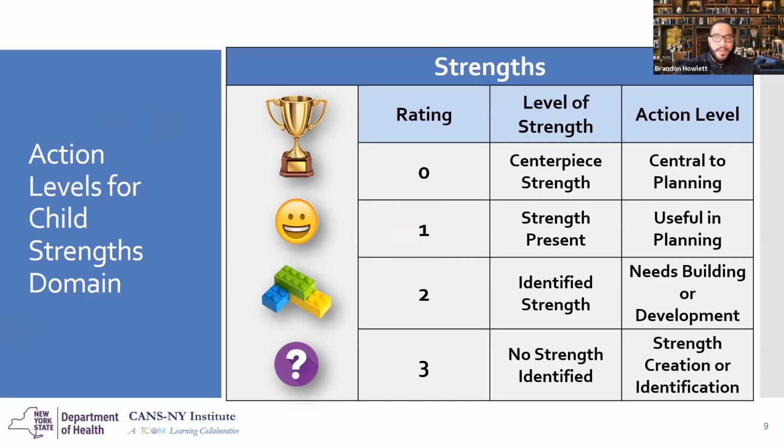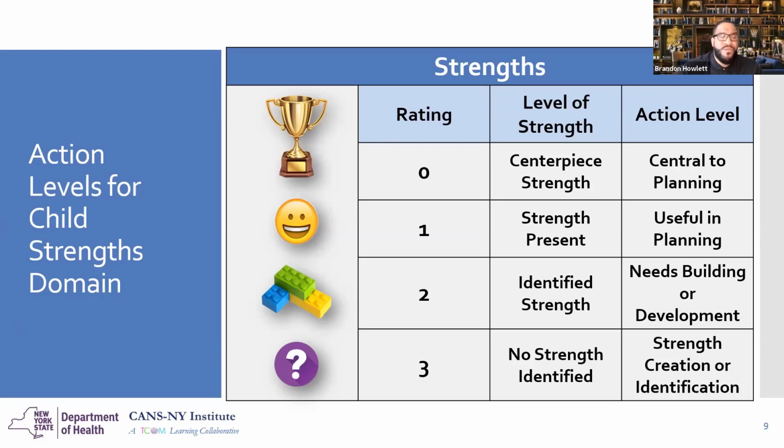And then a 3 would be significant discovery needs to happen in order to identify it as a strength at all, right? No strength is identified in this area. And so again, reminder, we're using our 0s and our 1s in our plan of care. We're using our 2s and 3s to build upon things and to sort of build folks up and develop those areas, all right? So again, at any point, if there are any questions, concerns, thoughts, please feel free to ask them. If not, I'm going to keep moving forward. You can just throw them in the chat box and I'll catch it at some point.